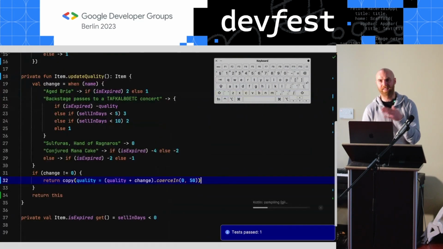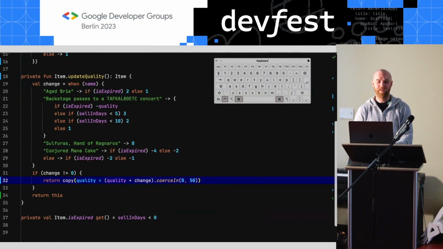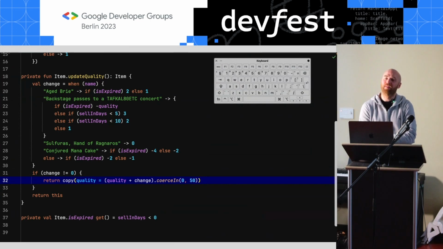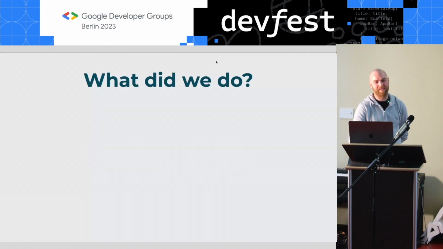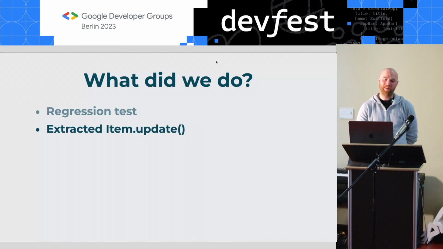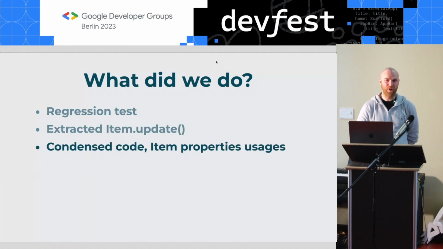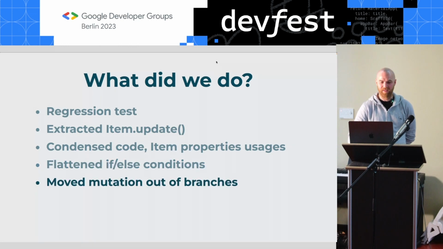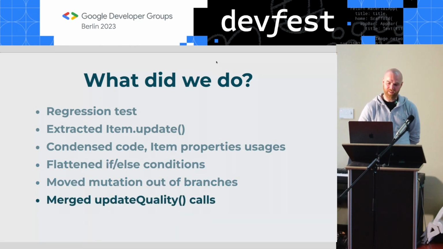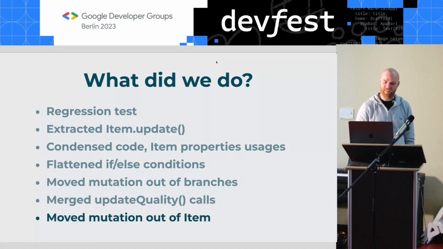And the interesting thing is that at every step you don't break code for too long. But sometimes it might be okay to break it just to discover the best approach and then go for something like that. So this is the whole demo. I'm just doing a mini retro. What we did: we had a regression test, which is convenient to have. Then we extracted item update, condensed code, looked at item property usage, the biggest breakthrough of flattening if-elses with refactorings, moved mutation out of branches, merged update quality calls with expiration, and moved mutation out of items. So that's what we did.